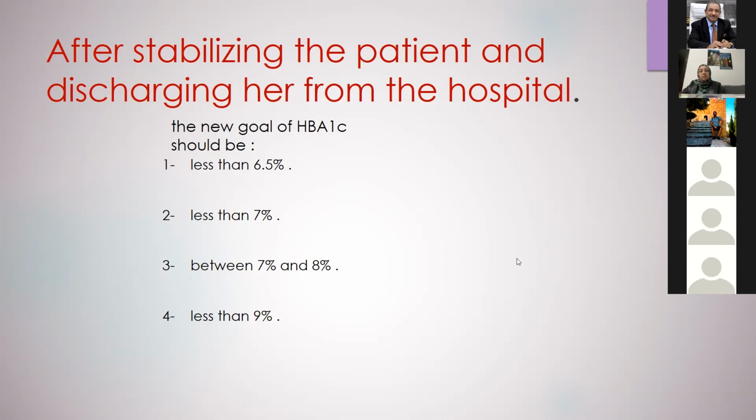individualization of hemoglobin A1C. Whenever there is more comorbidities, you go to a higher hemoglobin A1C goal. If you make it less than 7, there is a risk of hypoglycemia, there is a risk of death. So be careful, please. Next slide.